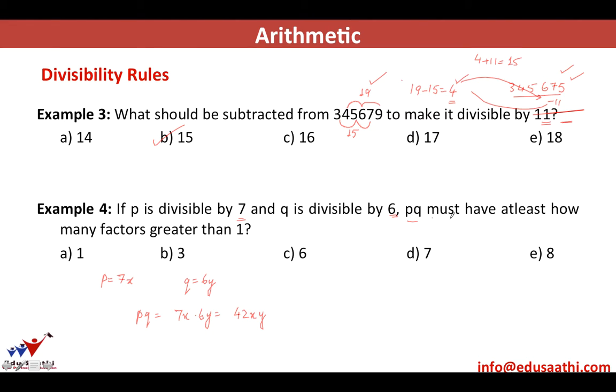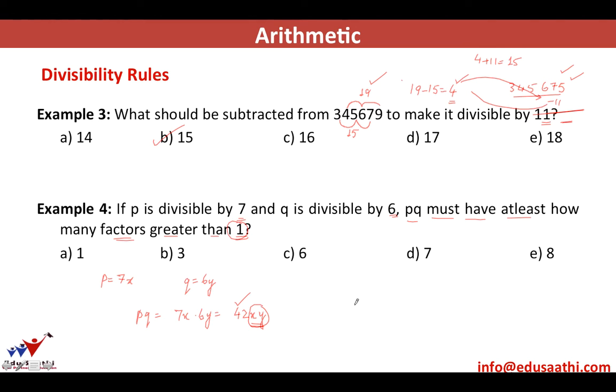PQ must have at least how many factors greater than 1? So if I look at it, now for x and y, I'm not sure. X and y could be multiples of 2, 3, 4, 5, whatever, I'm not sure. So I can't predict anything about xy, but I'm sure about this number 42. So I'll try to break down 42 and look at the factors of 42. And the question is asking me greater than 1.